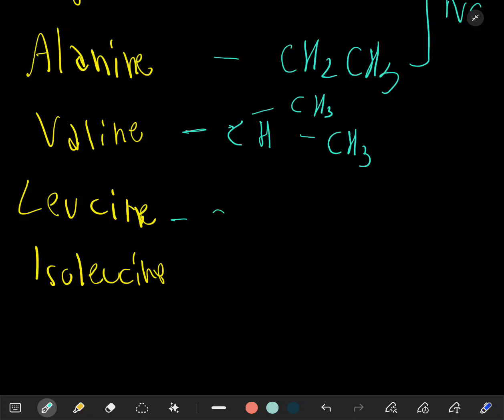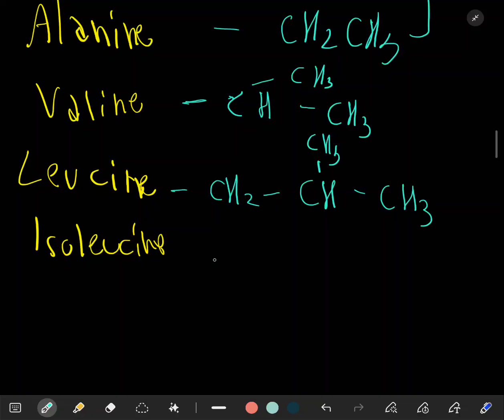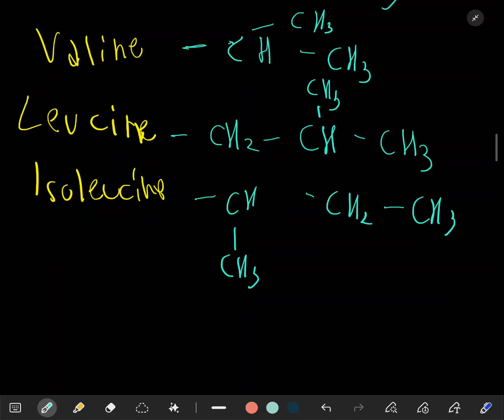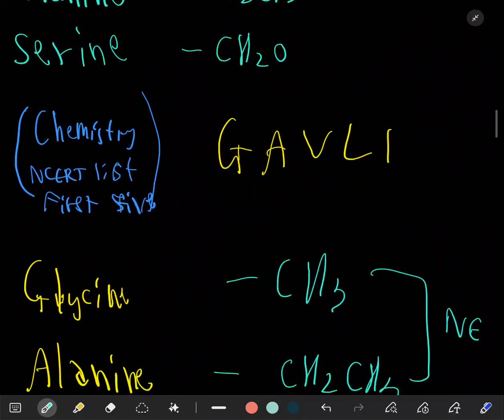And leucine is just an extension of valine. So this would be CH2 CH CH3 CH3. So this is the extension. We just add a CH2 group between valine and leucine. And then isoleucine, we just shift this CH3 over here. So this would become CH CH3 CH2 CH3. Yeah. So these are our 5.